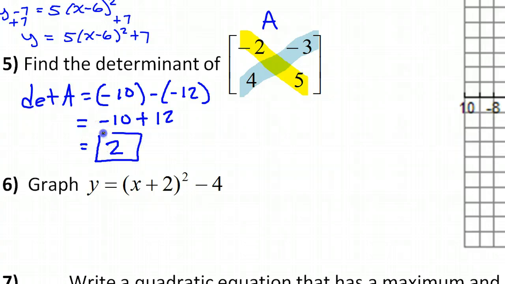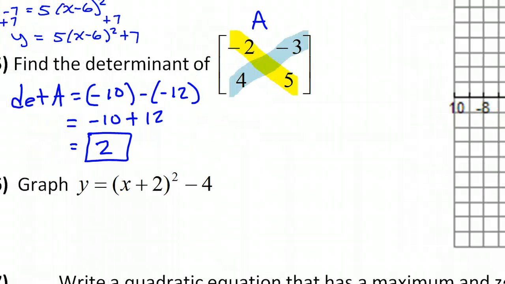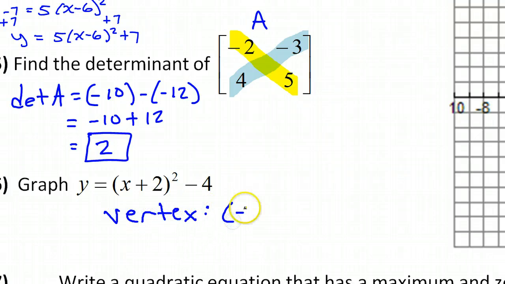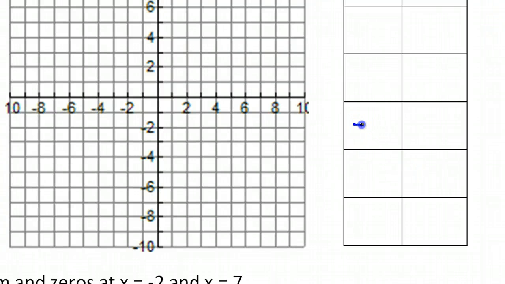Now, number 6, we're supposed to graph this. And I gave you a table to record your stuff. You should know that the vertex is, let me just jot this down. The vertex is going to be -2, -4. Okay, it's the opposite of this, comma that. So -2, -4. And you should put that in the middle of your table, -2, -4.